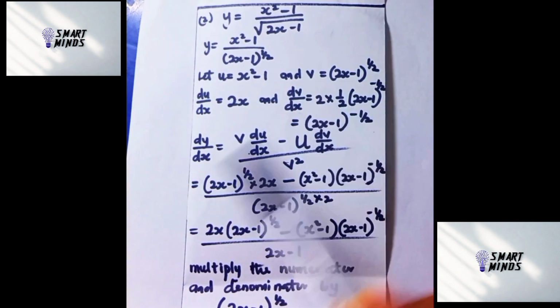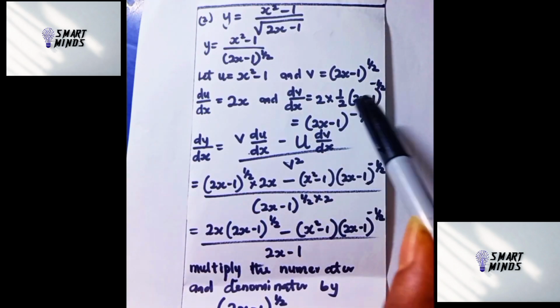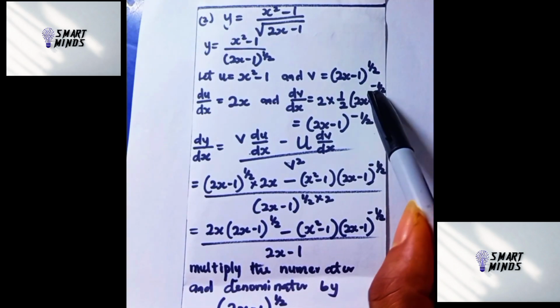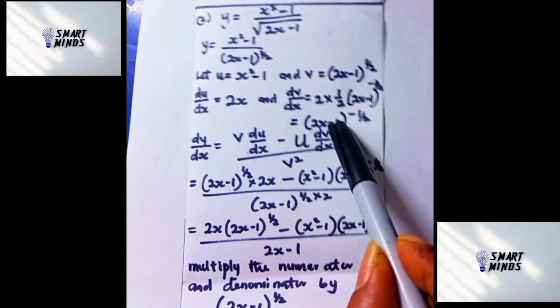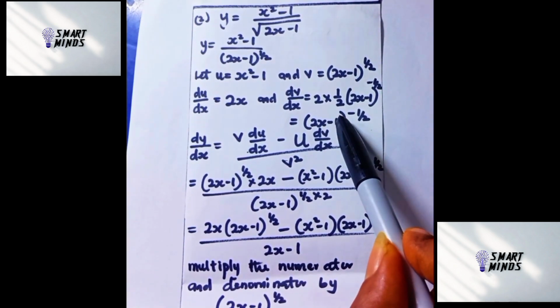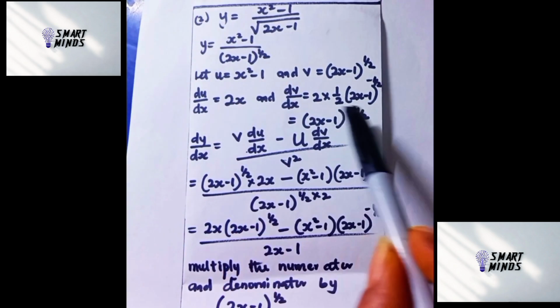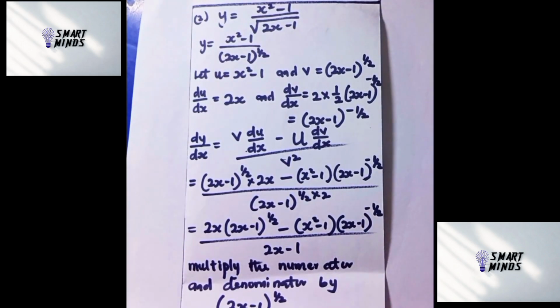Okay, so 2 crosses out 2. Okay, and we are left with this bracket raised power minus half. So that is the value of dv dx. So du dx and dv dx. So now we can plug in these values into the formula using quotient rule.